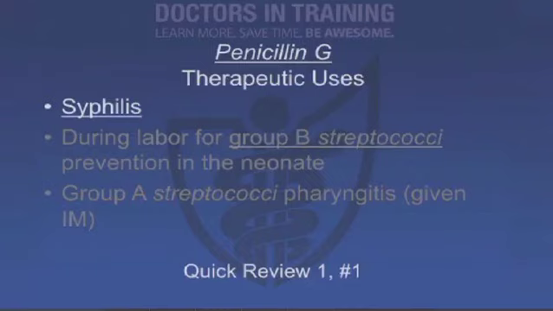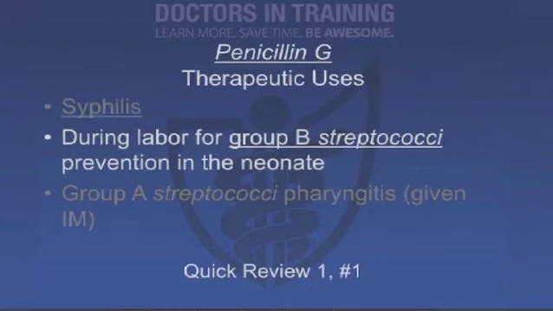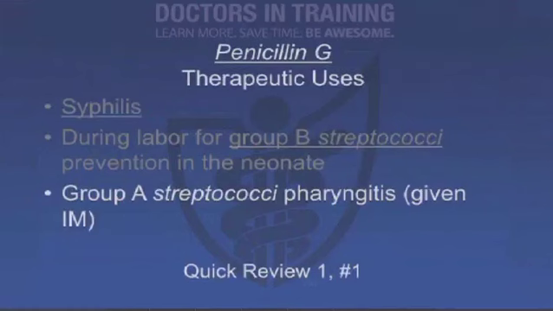Well, the first use is for syphilis, a very dangerous disease, and we still use our good old-fashioned penicillin G for that. We also use this during labor for group B strep prevention in the neonate. So a mom will be tested for group B strep in the prenatal care. And if she comes up positive, then we like to treat during labor for that group B strep. And then one, it's not necessarily an IV form, but an IM form. So oftentimes for a group A strep pharyngitis.